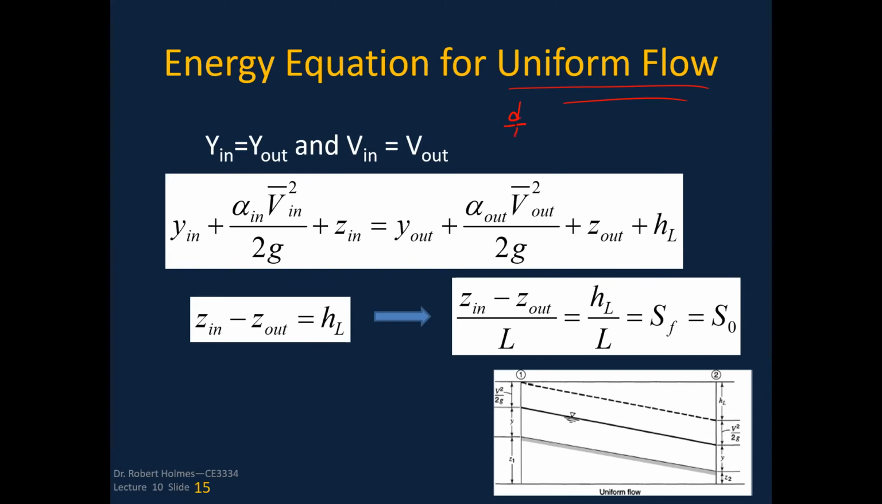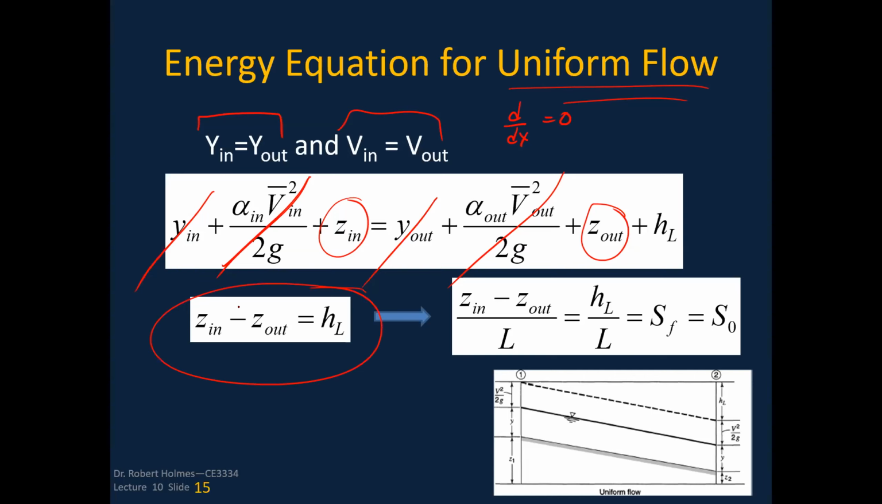All right, so if we look at that energy equation for uniform flow, remember what we defined as uniform flow: the derivative with respect to distance is equal to 0. So the depths don't change, the velocity doesn't change no matter where you're at. So you can start getting rid of terms, because y in is going to be equal to y out, and the velocity head in is equal to velocity head out. So all we're left with is the bed elevation at the upstream end, where the flow is in, equal to the bed elevation where the flow is out, plus the head loss term. So that's all we've got left.